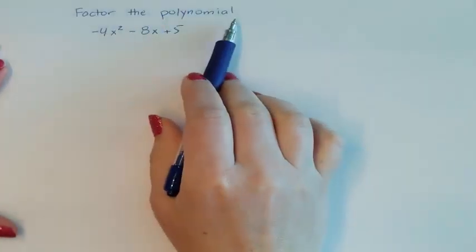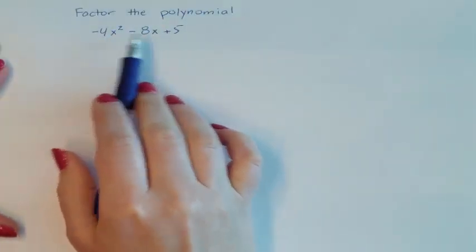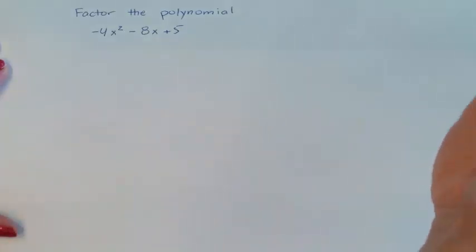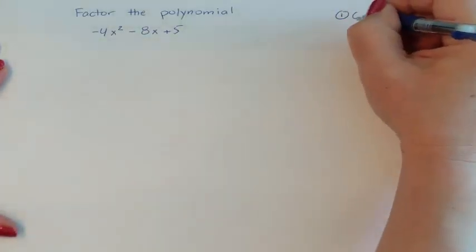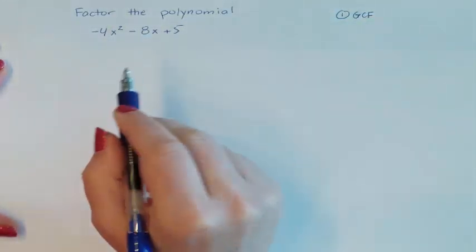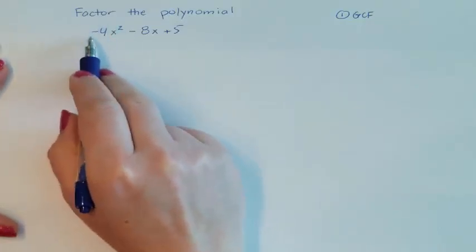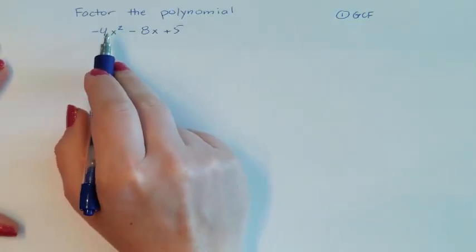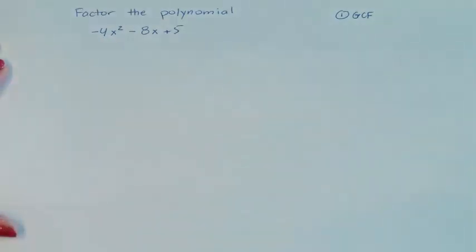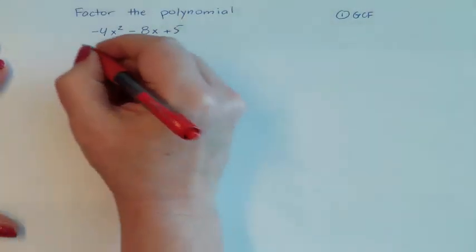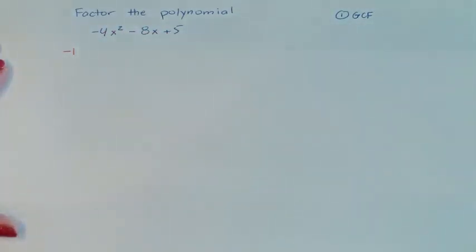So we're being asked to factor the polynomial, and the A is not 1. The very first thing we're supposed to do is look for a GCF, but I'm going to tell you right off the bat, your first number is never allowed to be negative. So we have to factor out a negative 1 first. Let's go ahead and factor out a negative 1 to begin with and see what we have left.